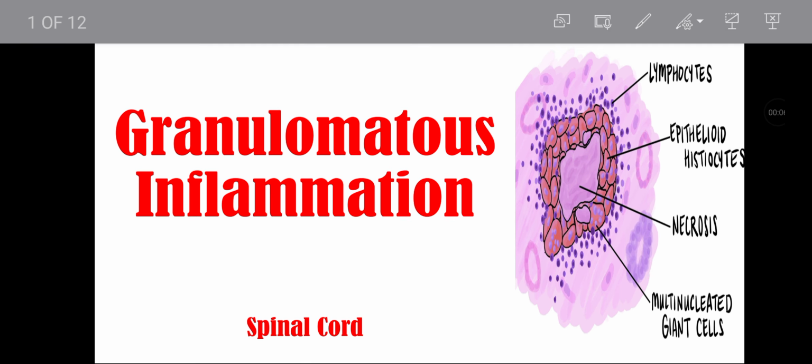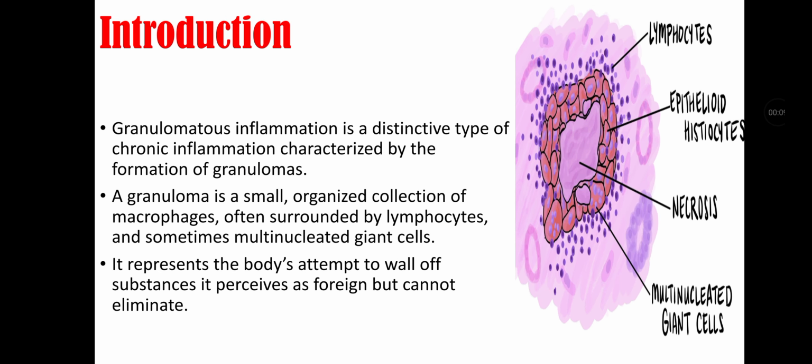So let's start our topic with introduction. Granulomatous inflammation is a distinctive type of chronic inflammation characterized by formation of granulomas. A granuloma is a small organized collection of macrophages that is often surrounded by lymphocytes and sometimes by multinucleated giant cells. It represents the body's attempt to wall off substances it perceives as foreign but cannot eliminate.